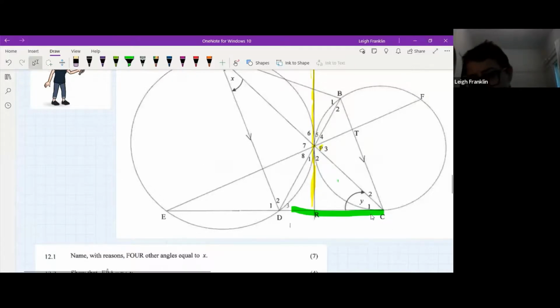We can see here that angle C1 that they've called Y would be the angle between the tangent and the chord. So if angle C1 is Y and it's the angle between the tangent and the chord, what other angle inside circle BPCF is also equal to Y, incidentally? Can you see which one? Angle P? Angle B2. Angle B2 will also be equal to Y.